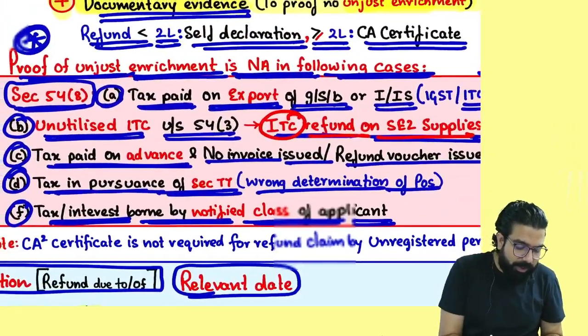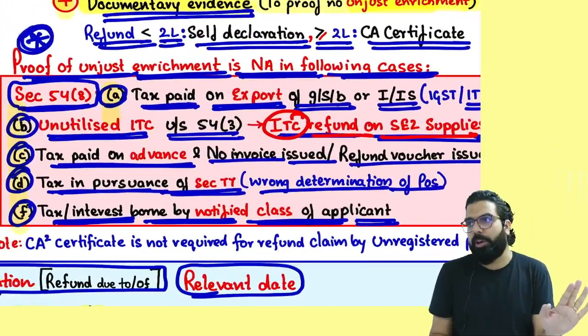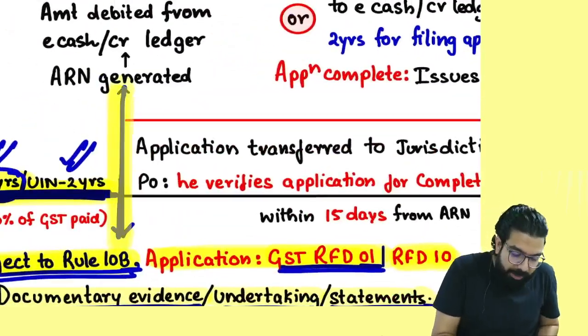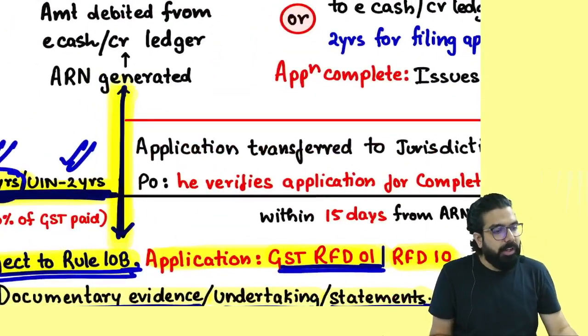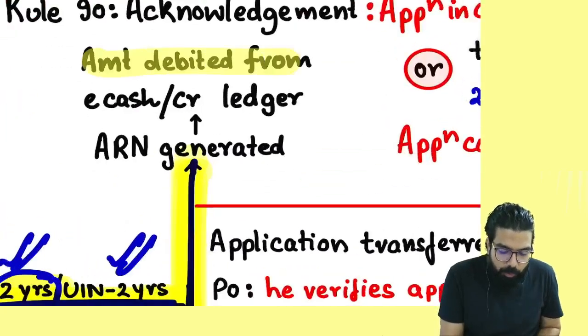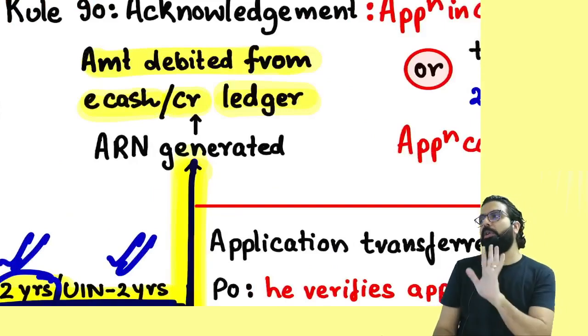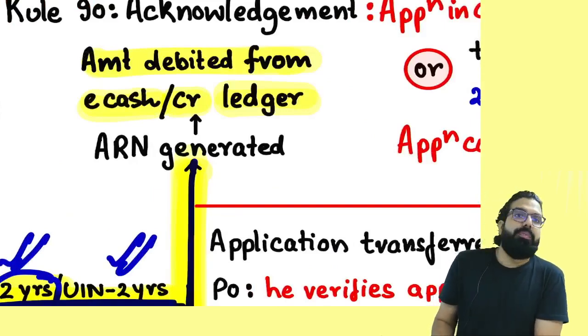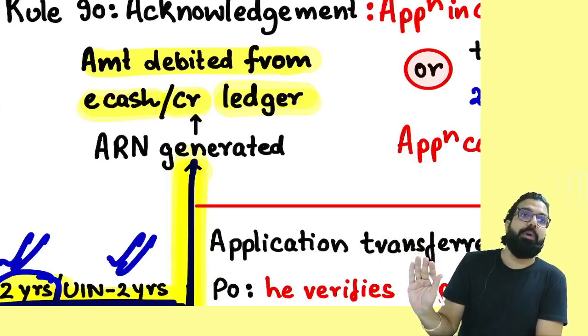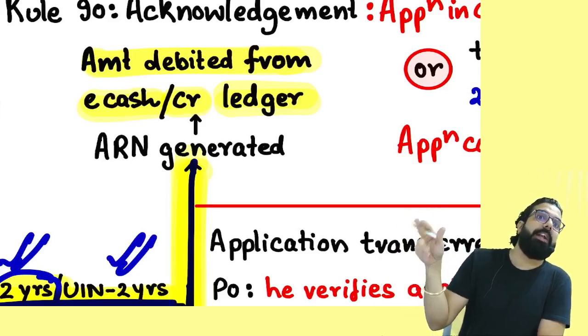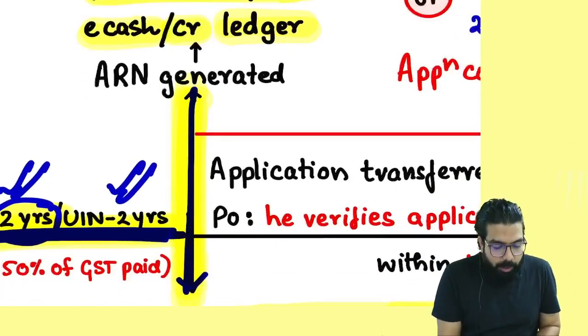There are some cases when a self-declaration or CS certificate is not required. Now, whenever you give an application online that you want a refund, the amount of refund you are asking for will be debited from your e-cash ledger or e-credit ledger. And then one acknowledgement will be generated, which is the application reference number.